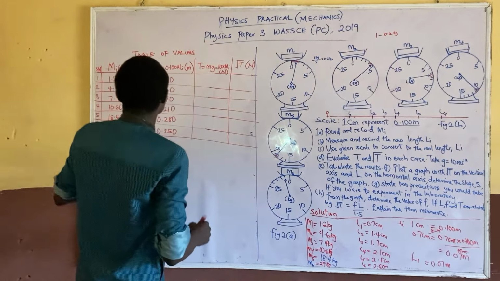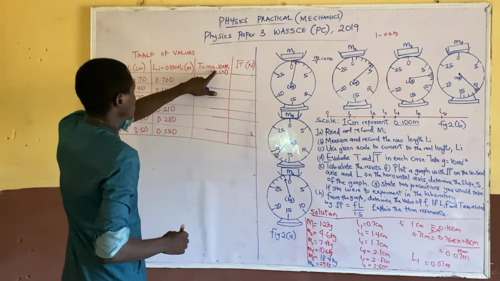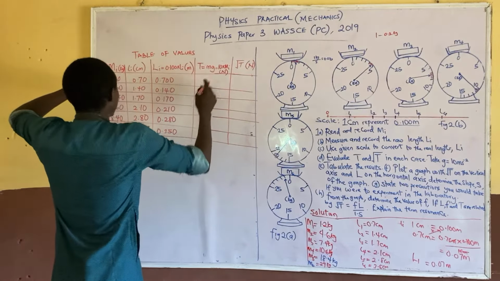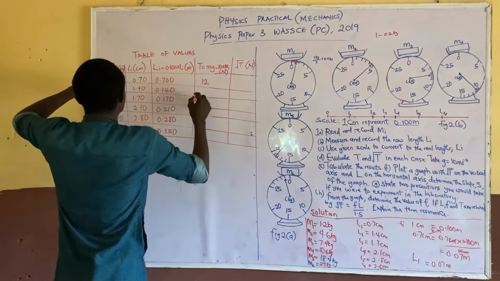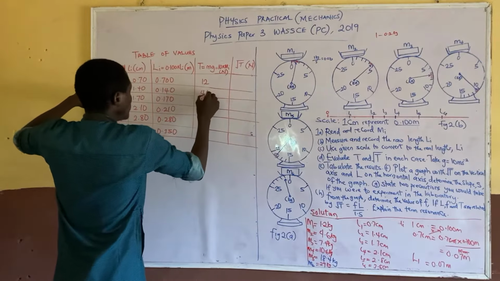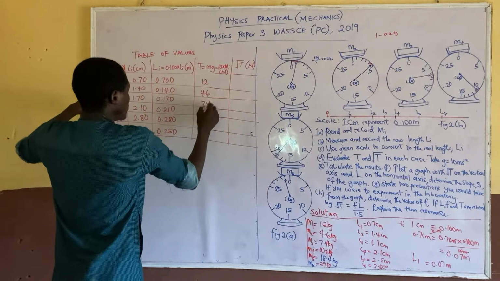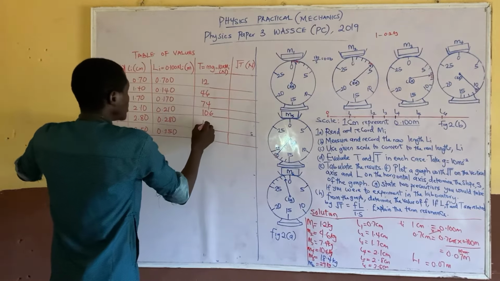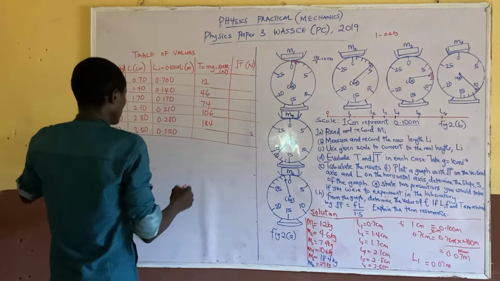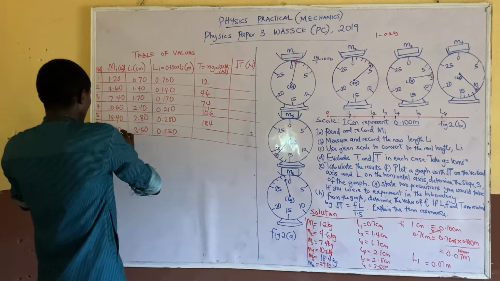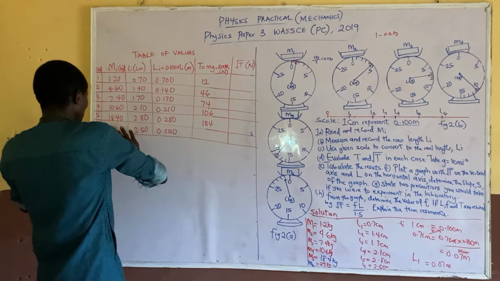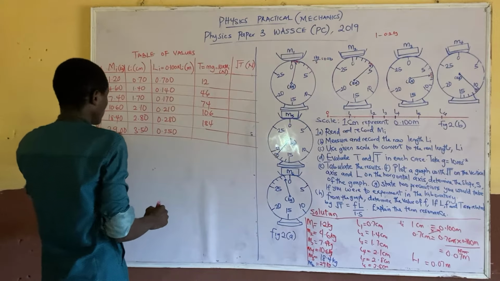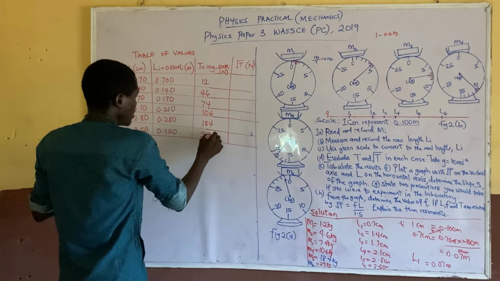Now the tension is equal to mass times acceleration due to gravity, that is 10 times Mi. So 1.2 times 10 is 12 Newton. This one will give you 46 Newton, this one 74 Newton, this one 106 Newton, and this one 184 Newton. The last one will be 290 Newton.